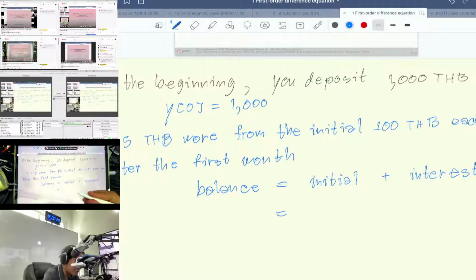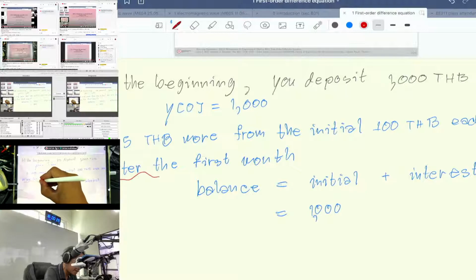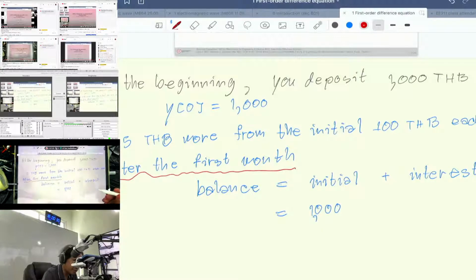The initial amount is 1,000, of course. You deposit 1,000. This is after the first month, not the first year. You would get plus 1,000 times. You cannot say you would get 5%, not 5%, because we calculated for only a single month.